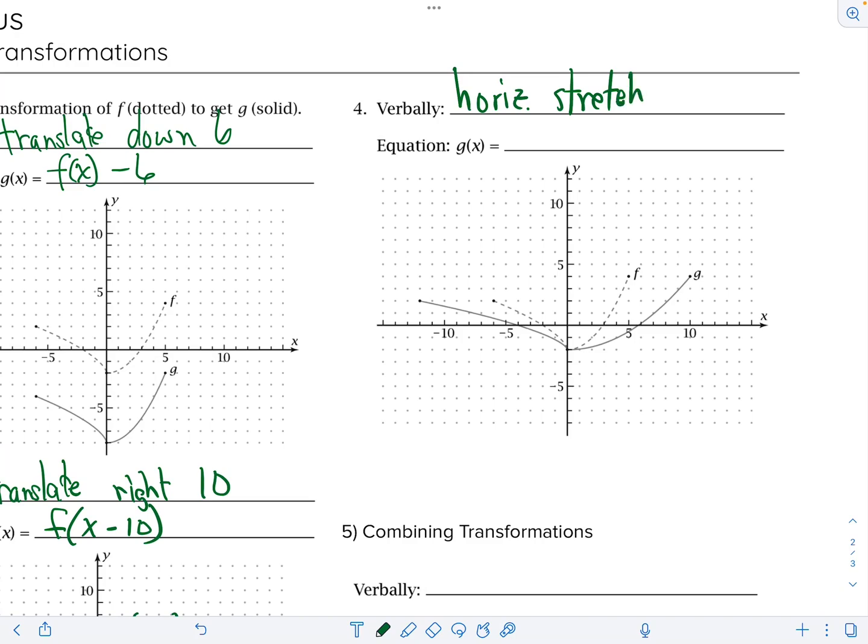How do you find out? This is the point here, 5 and 4. And this is the point 10, 4. What's happened from 5 to get to 10? It's a doubling factor. We want to horizontally stretch that by 2. How does that show up in the equation? f of 1/2 of x.